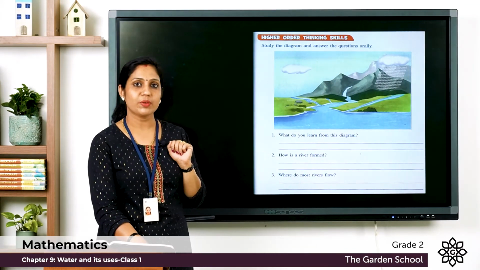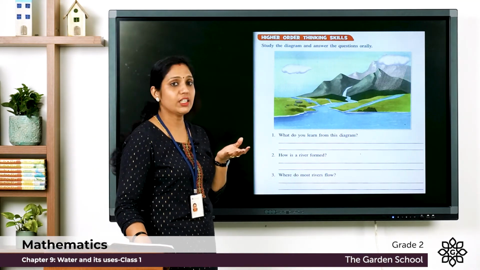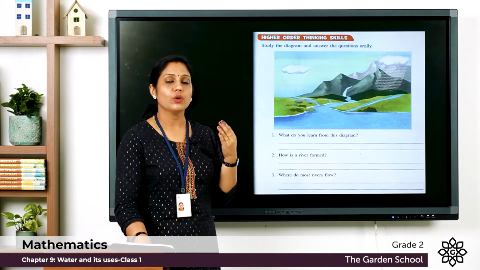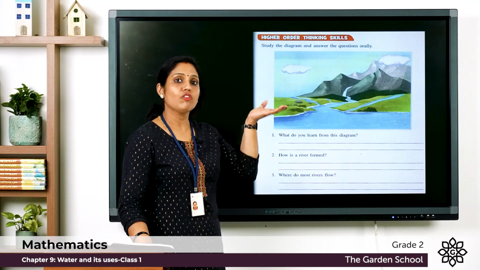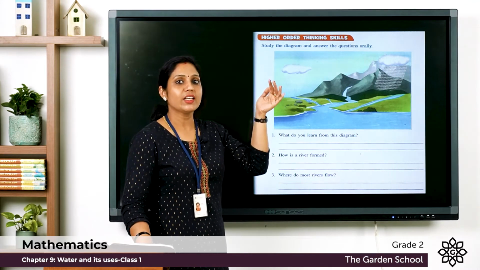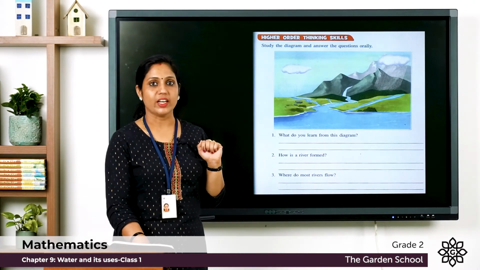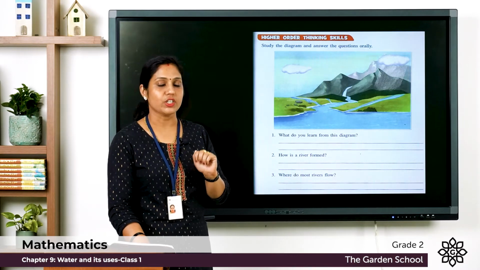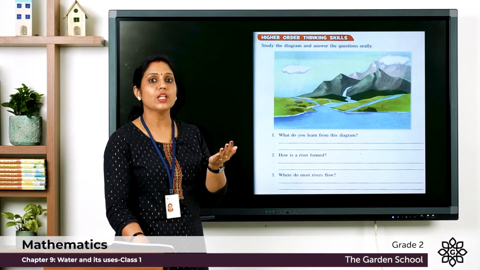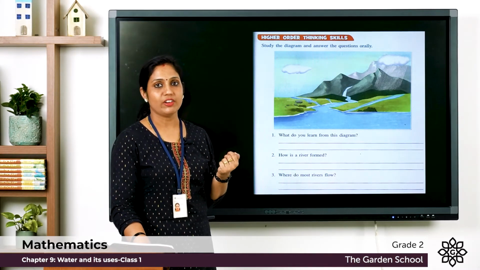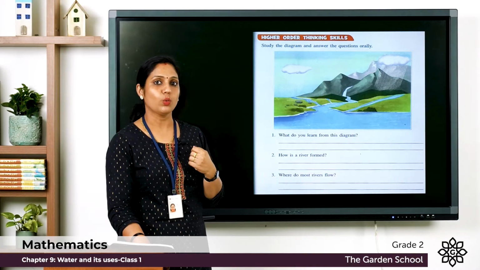So what do you understand from this picture? We learnt evaporation, right? So when the water rises up, forms clouds and it falls down as rain, and this process is called precipitation. And once it falls down, what happens? The water is again collected in rivers, right? So this we learnt in the water cycle.